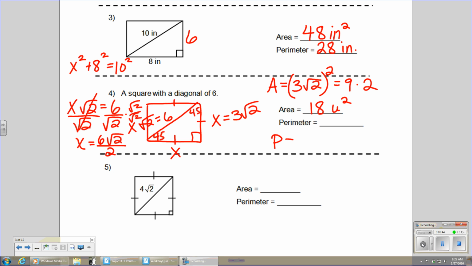And then the perimeter, we would just do 4 times the side length, and so that gives me 12 square root of 2 units. Okay, so similarly, number 5, same thing, but this time it's a little bit nicer. We know this is a square, that's 45, 45, 90. And this time the diagonal is 4 square root of 2. So when you divide by the square root of 2, it cancels on each side, or you can just look at that and see that the side length should be 4. So area is 16 units squared, and the perimeter is 16 units.